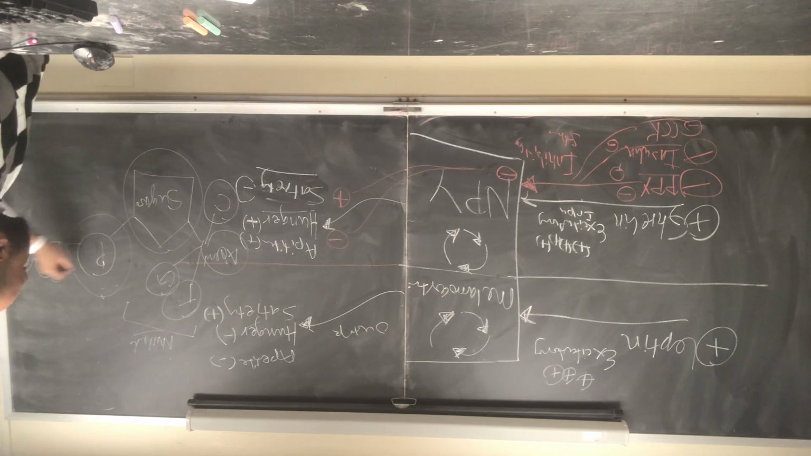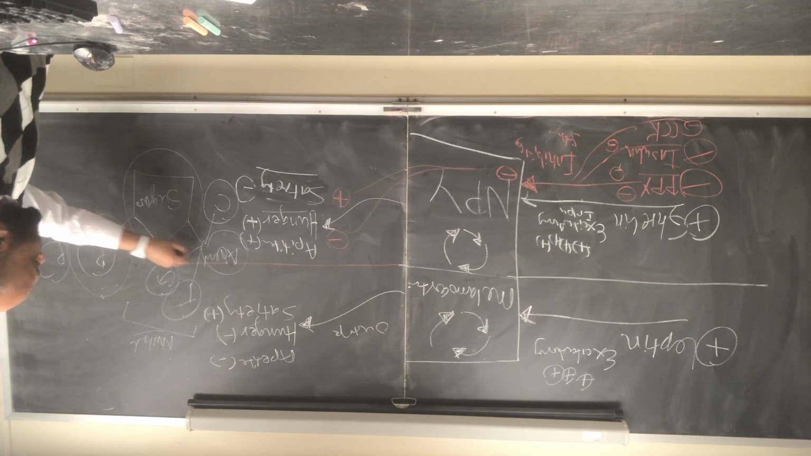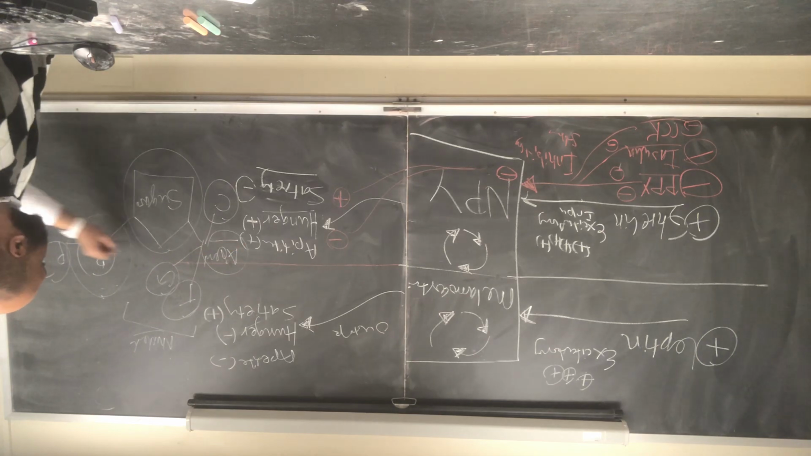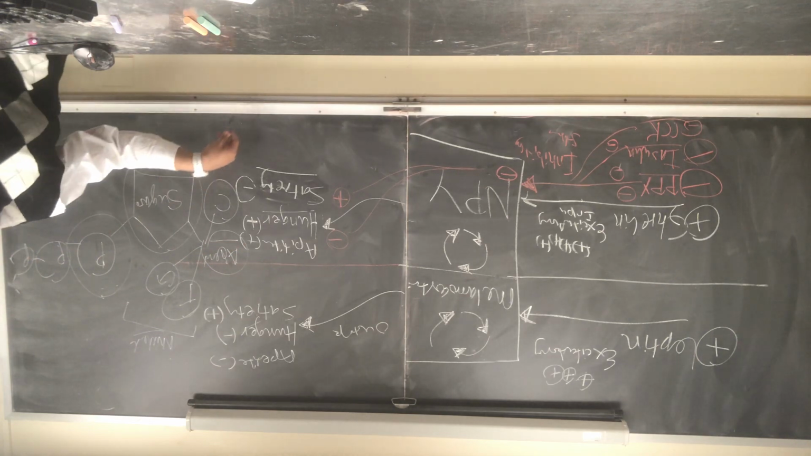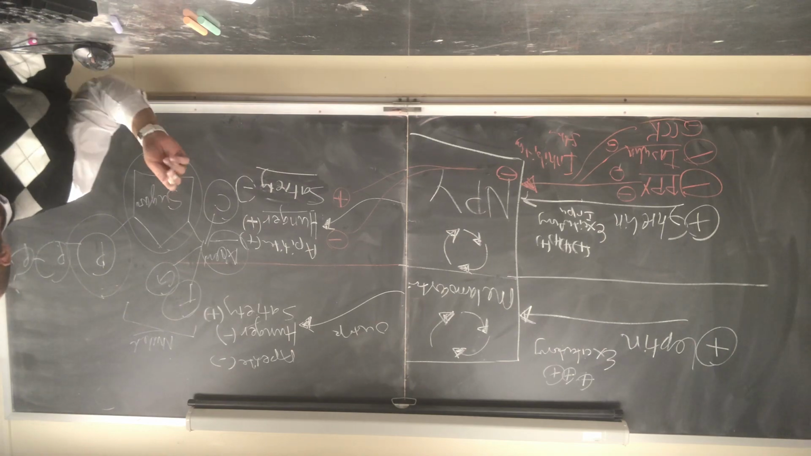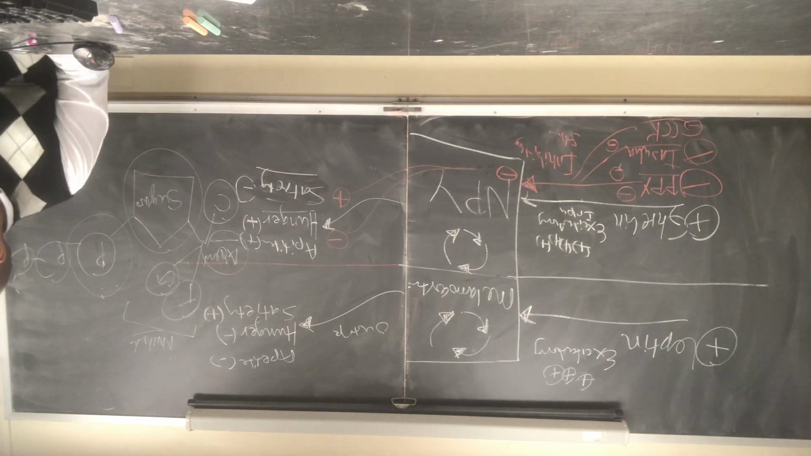PPP, 3 phosphates. 3 phosphates, sugar, and adenine. That's what makes it adenosine triphosphate. But don't forget the sugar, even though it's not mentioned, it's there. Adenosine triphosphate.